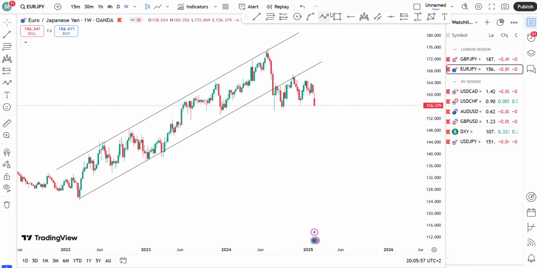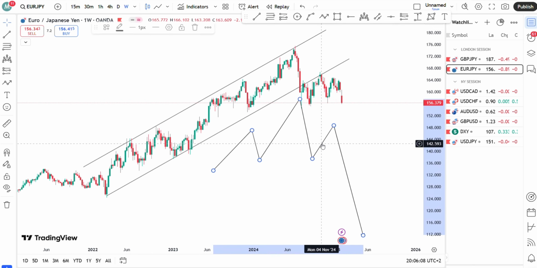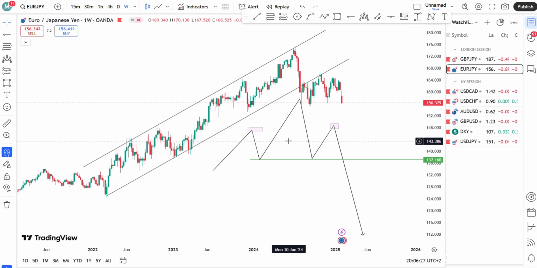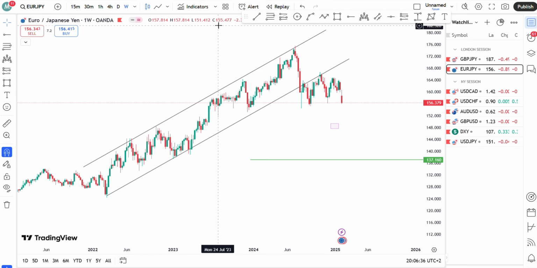Then right now I'm seeing a potential head and shoulders on the weekly time frame, guys. You can expect something like this, then a drop. This is what I'm seeing. This is the left shoulder, this is the right shoulder, and the top is the head. Once you break the neckline, then you know that all our sells will now be valid. So that's it, guys.